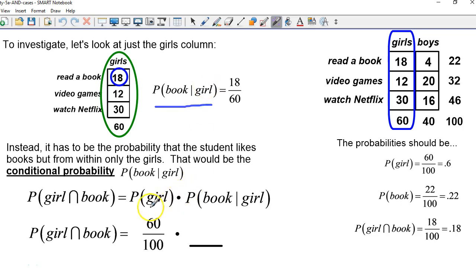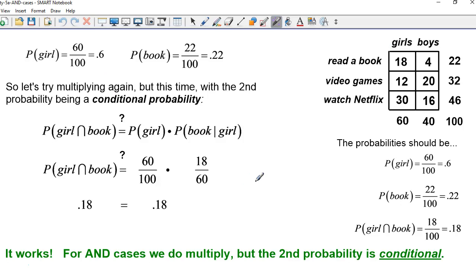So that suggests that while the first probability can be a simple probability, the probability of being a girl, the second probability really should be a conditional probability. It should be the probability of liking a book, but given the condition that you are a girl. Right? So let's redo that test to see if AND is multiplied, but this time we're going to use a conditional probability for the second probability. We're going to test, is it true that the probability of girl and book is the probability of girl times the probability of book given girl.